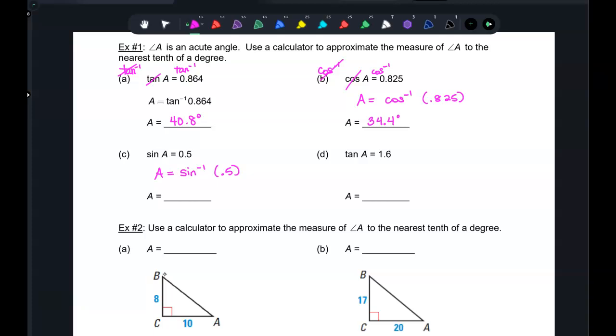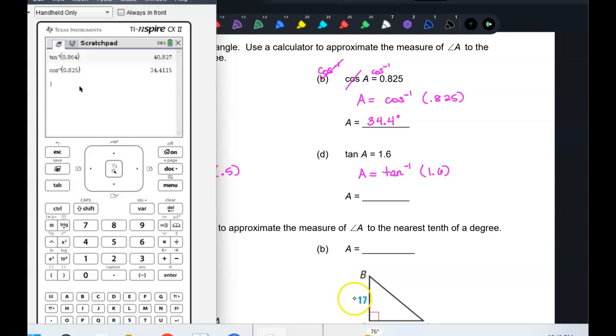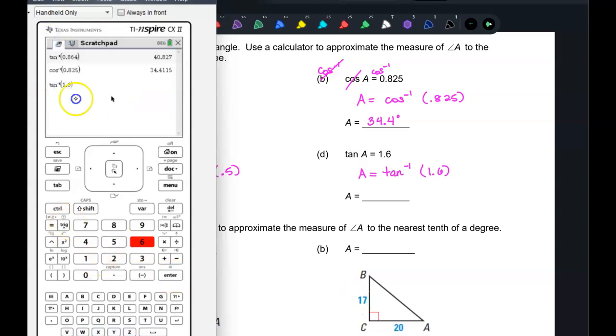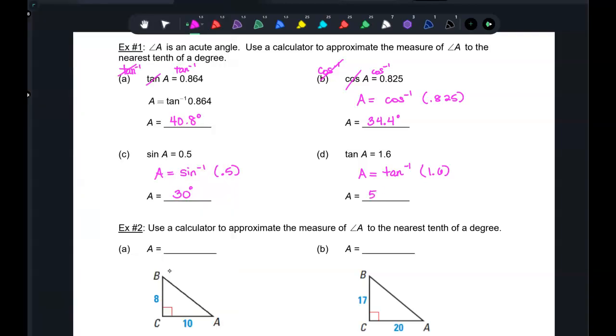Anytime we're looking for an angle measure, what happens when we do sine inverse of 0.5? 30. It comes out exact, doesn't it? And the last one here, we want to take tangent inverse of 1.6. 58.1.6. 58. Good.